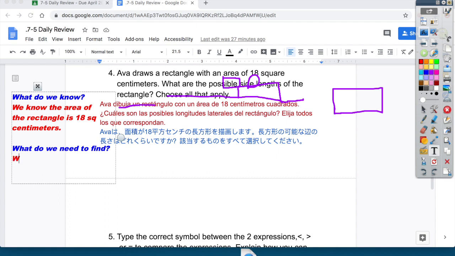We need to find all the possible side lengths. This was one of the problems that you guys had a bit of difficulty with. So I just wanted to show you what they mean by possible side lengths. So you're looking for pairs. You're not just looking for one number. You're looking for pairs of numbers.